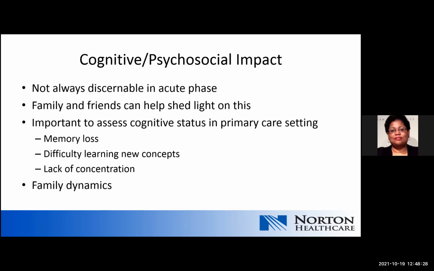Another emphasis on that cognitive and psychosocial impact. So the downside to all of this, as I just said, we need to start preparing while they're still in-house, but we can't always discern this piece in the acute care phase. So relying heavily on family and friends is really important from that clinician perspective, and making sure that we assess their cognitive status in the primary care setting. Because when you think about it again, I had mentioned that clinicians, us at the bedside, we can be a great support system for our patients.